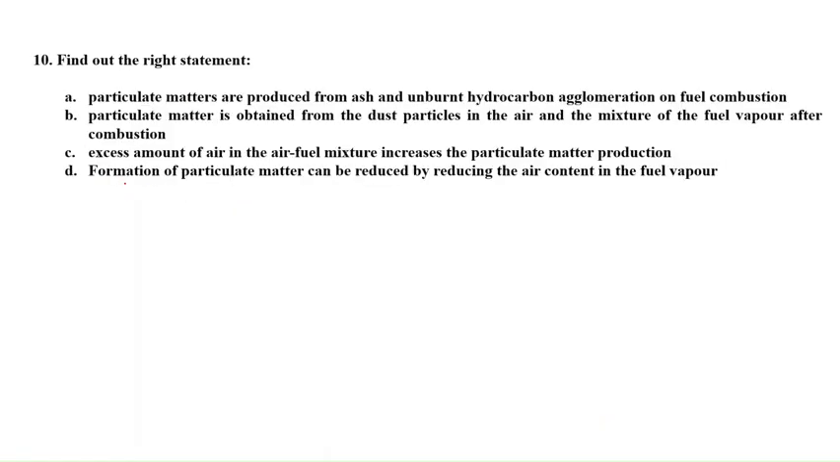Find out the right statement. Particulate matters are produced from ash and unburned hydrocarbon agglomeration on fuel combustion. This is correct. Particulate matter is obtained from dust particle in the air and mixture of the fuel vapor after combustion. This is not correct. When excess amount of air in the air fuel mixture increases the particulate matter, this is also not correct. And the formation of particulate matter can be reduced by reducing the air content in the fuel vapor. This is also not correct.